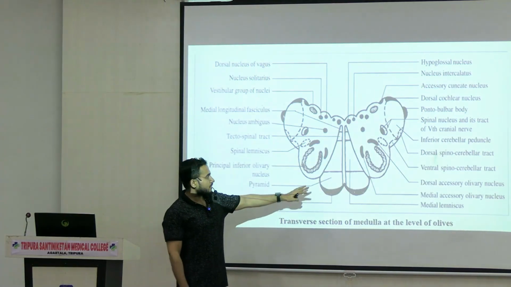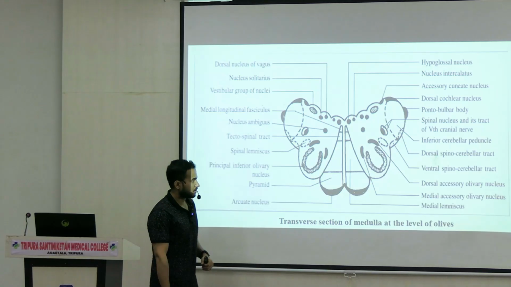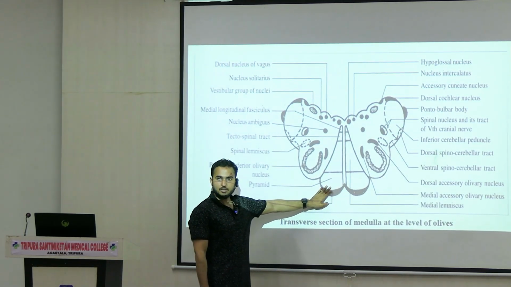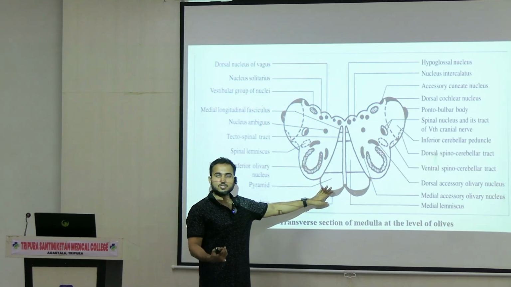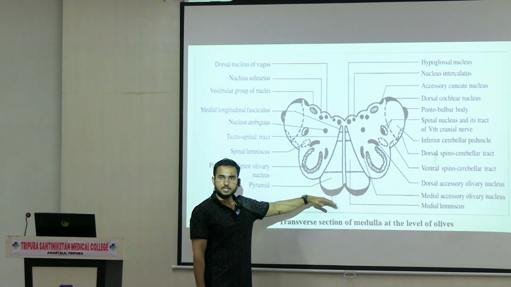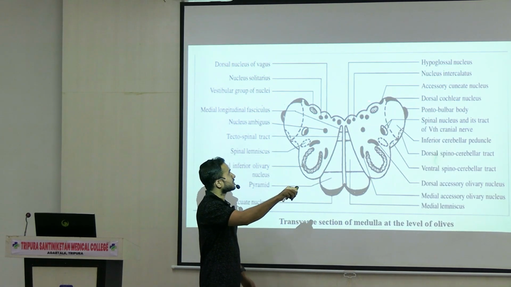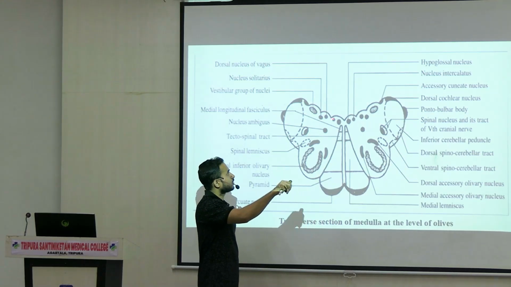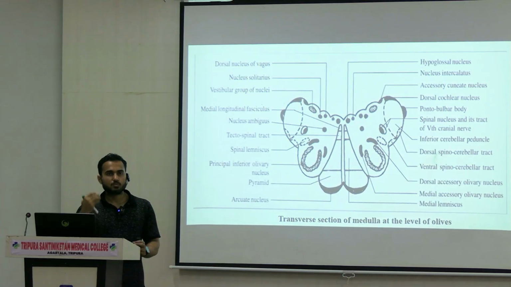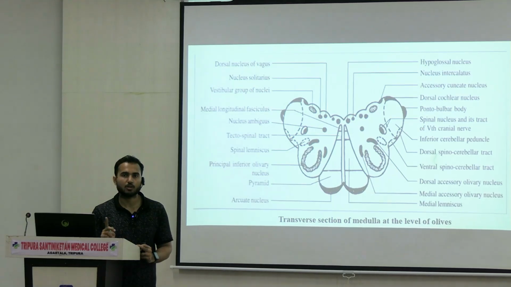In the beginning, we have to identify which is the anterior side and which is the posterior side. See, pyramids are still seen over here, so it is very easy for us to identify which is anterior and which is posterior. So see, the pyramid is visible here, meaning this side will be the anterior side, and this will be the posterior side. Now this particular area is forming the floor of the fourth ventricle, because we have taken the section through the floor of the fourth ventricle and through the olive.